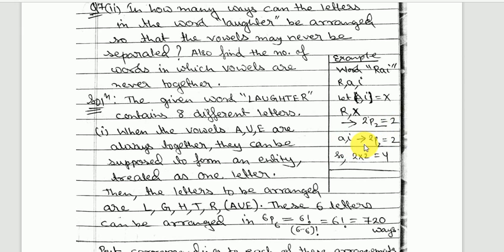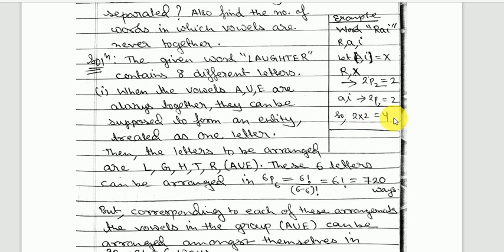Next you can see that this AI will always be together in that arrangement. In those 2 arrangements, AI will always be together, but these 2 letters AI can arrange themselves. They can arrange themselves in how many ways? 2 ways. So that means you can have 2 into 2, 4 such arrangements where these vowels will be together. So let us see this for the word laughter.